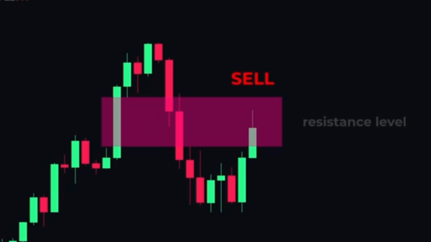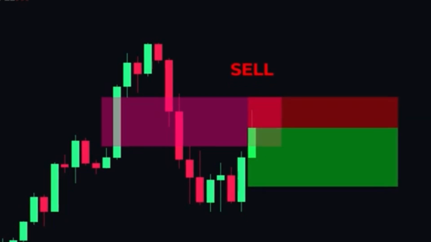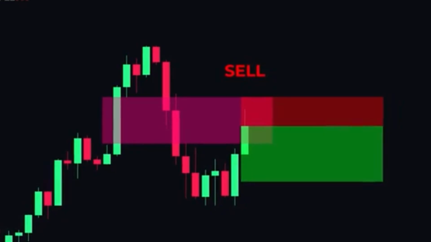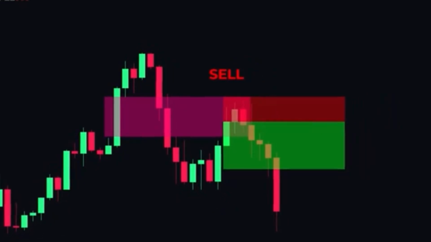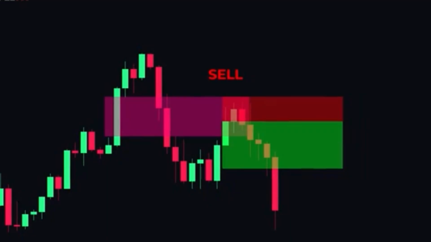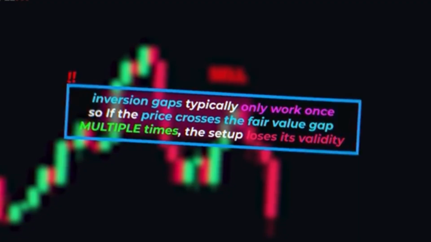Now let's move on to advanced strategy number 1. The first strategy is called inversion gap, which is a type of fair value gap that has been previously broken. Now, just because a fair value gap has been broken once, doesn't mean it's no longer useful. In fact, you can utilize it one more time as an inversion gap, as there's a possibility that price could reject the level once more on its next move. Here's how you can apply this strategy.